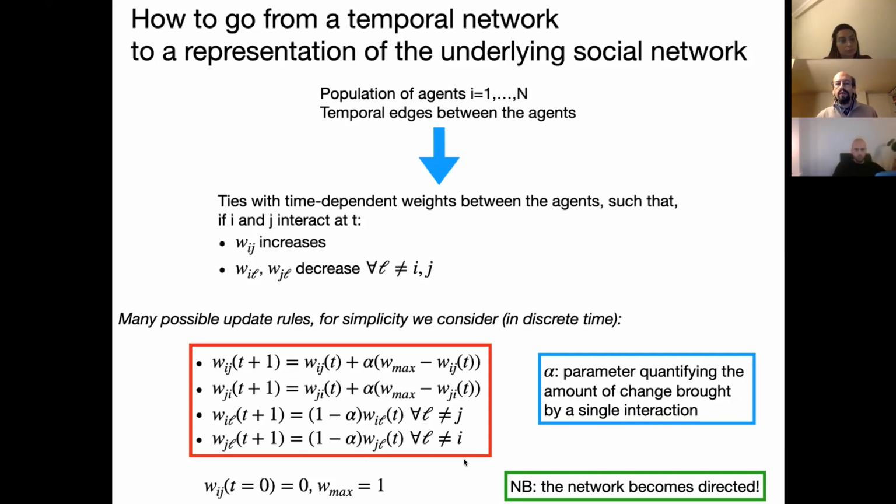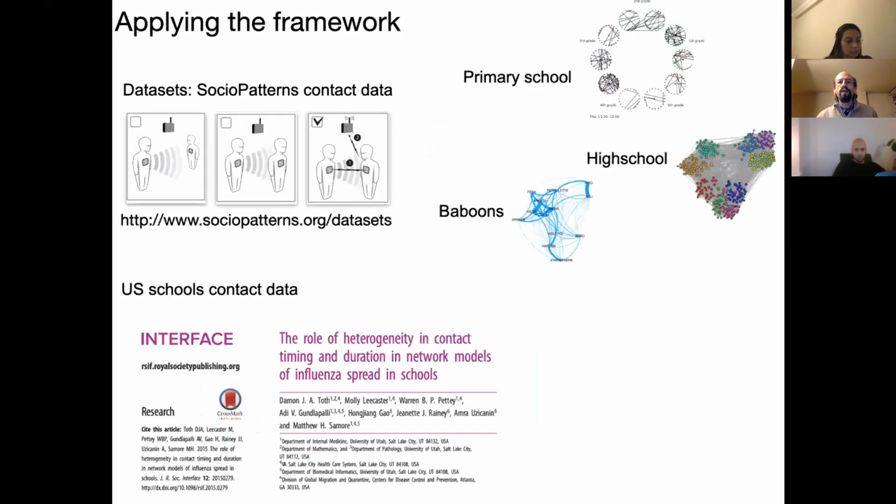So once we have this framework, we want to apply that to some data. And we did that using a number of data sets on contacts between individuals in schools collected by SocioPatterns and also by a group in the US. And we'll also see interactions within a group of animals, of baboons.